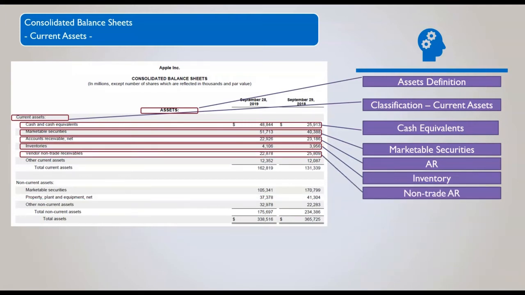The next line item we see is vendor non-trade receivables. Apple has non-trade receivables from some of its manufacturing vendors, resulting from the sale of components to these vendors who manufacture subassemblies or assemble final products for the company. The company purchases these components directly from its suppliers. We can see that the balance at year-end was $22.9 billion.